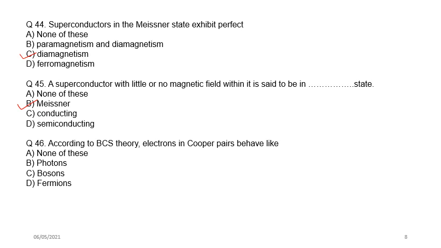According to BCS theory, electrons in a Cooper pair behave as bosons. Independent electrons are fermions, but in Cooper pairs, electrons behave as bosons. So that is answer number C.